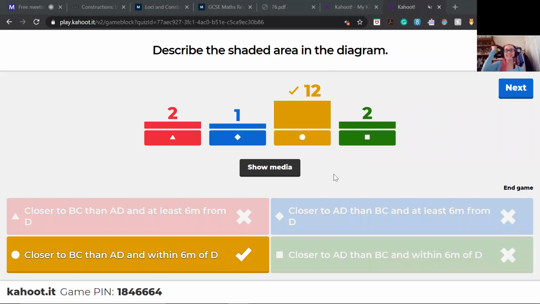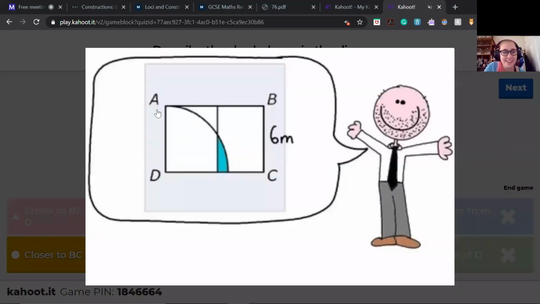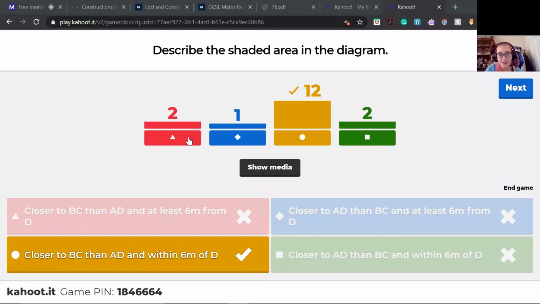Look at that. Yes, guys. Improvement by the end. I love it. Incredible. So yeah, it's within the 6 meters from D because it's within this circle here. And then we see this line is a perpendicular bisector of these. So it's closer to BC than it is to AD. So well done, everyone. That was really, really good.